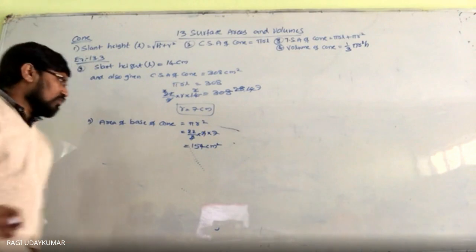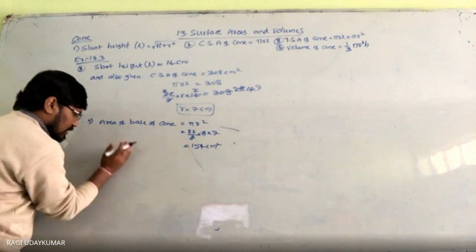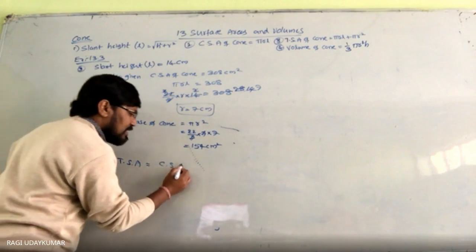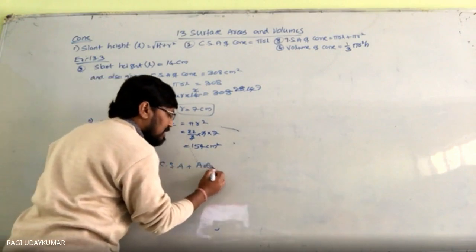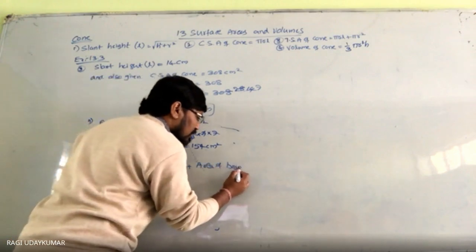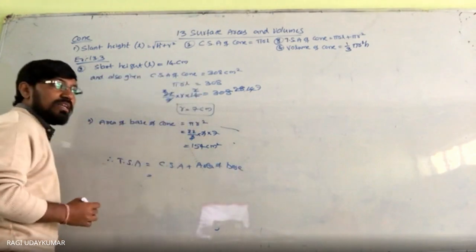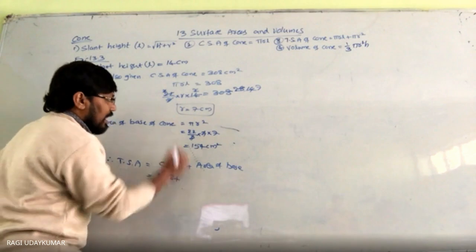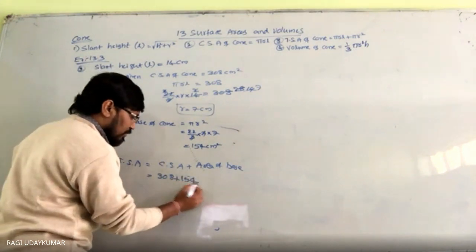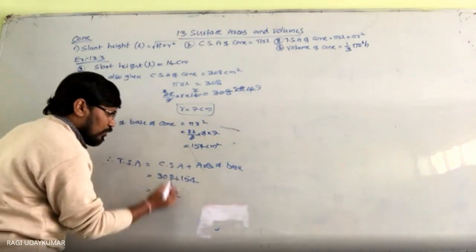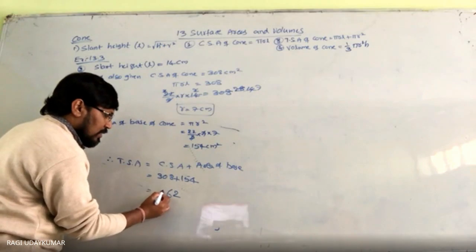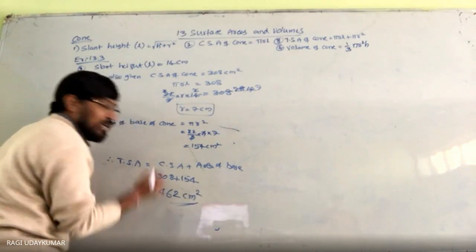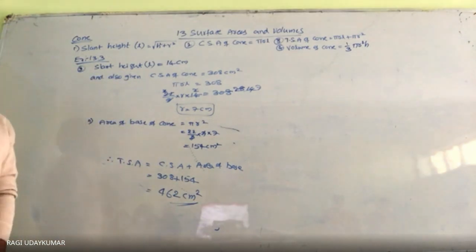Okay. So now what you get here from this? Therefore, total surface area is equal to curved surface area plus area of the base. So curved surface area is already 308 given to you, and area of the base is 154. So which is equal to 308 plus 154, 462 centimeters square. That's all.